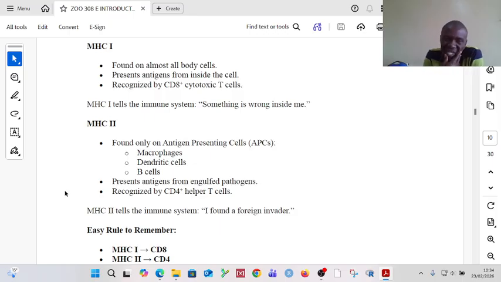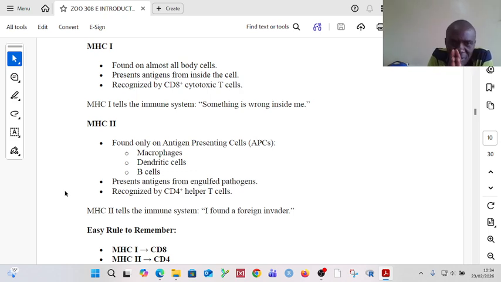Okay? So in a way, tuliona MHC class 1 inaambia immune system kwamba inside this cell there is something wrong. How does it do that? The MHC class 1 does that by presenting antigens that were found inside a cell. Why do we have antigens inside a cell? Because there was a pathogen inside that cell.